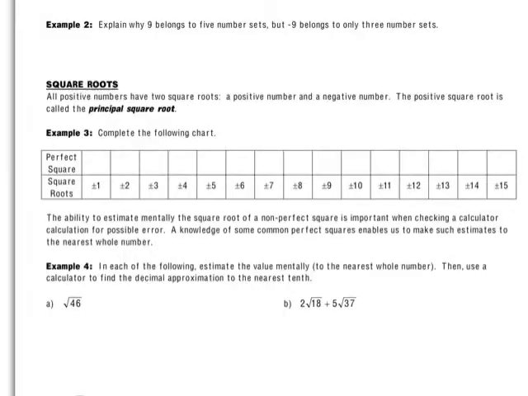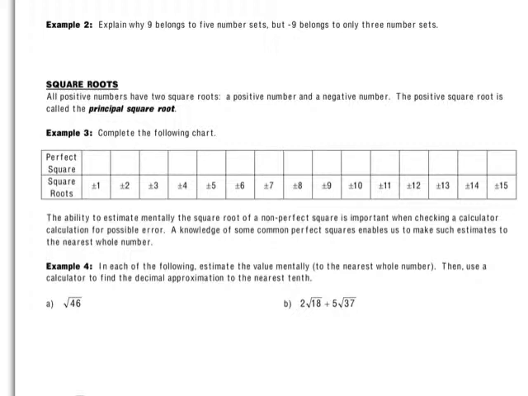Okay, example number 2. It says explain why 9 belongs to 5 number sets, but -9 belongs to only 3 number sets. Well, the simplest explanation is that whole numbers and natural numbers, you're not allowed to have any negative numbers in those sets. So -9 does not go into those two sets, natural or whole numbers, while the 9 belongs to those sets as well. So that's the simplest explanation for that.